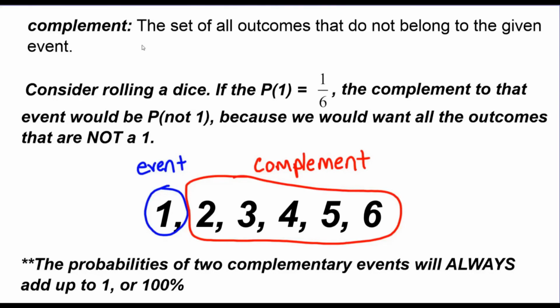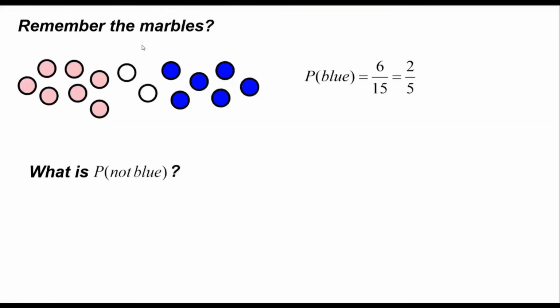So probabilities of 2 complementary events will always add up to 1 or 100%. The probability of rolling a 1 is 1 out of 6. The probability of not rolling a 1 is 5 out of 6. So those two added together give you all the possible outcomes. And it's nice to use complements sometimes to find probabilities of events.